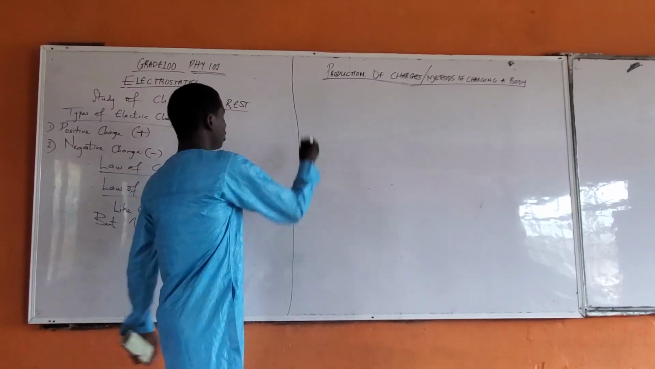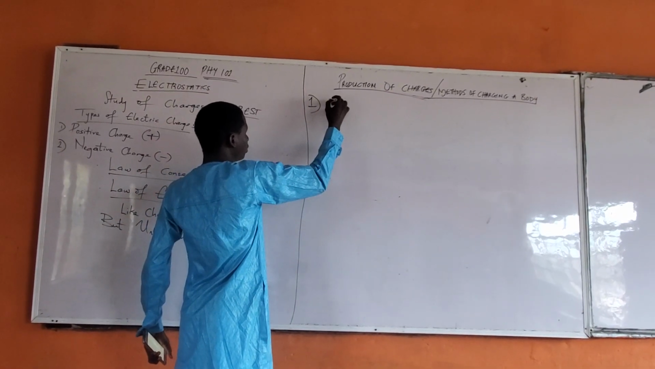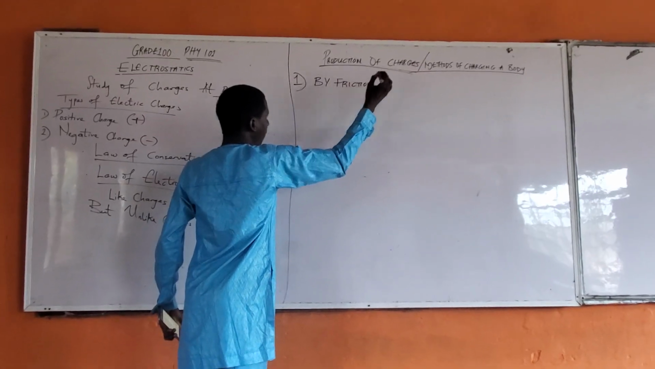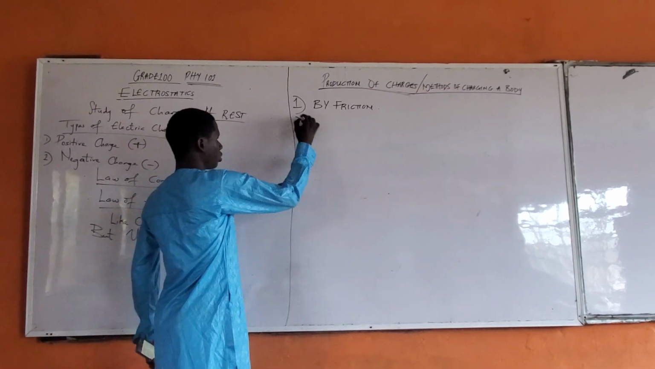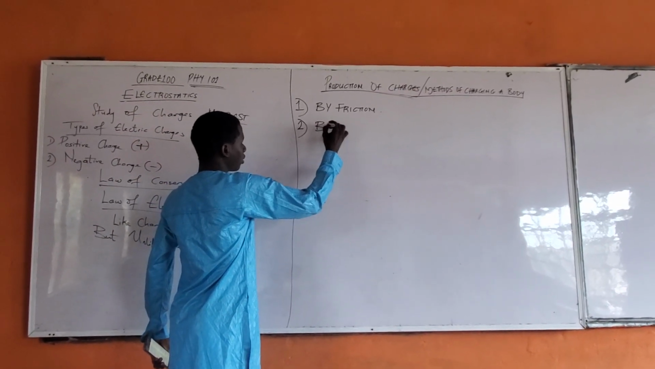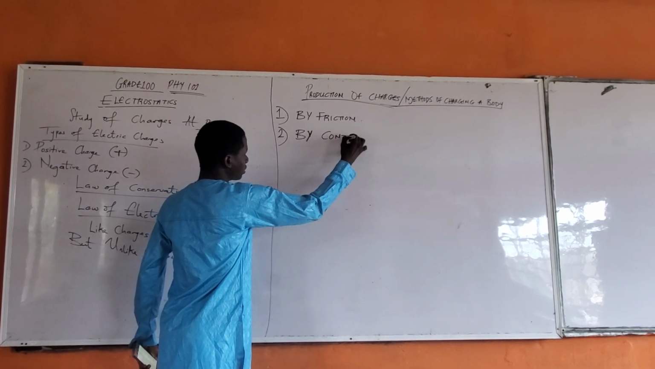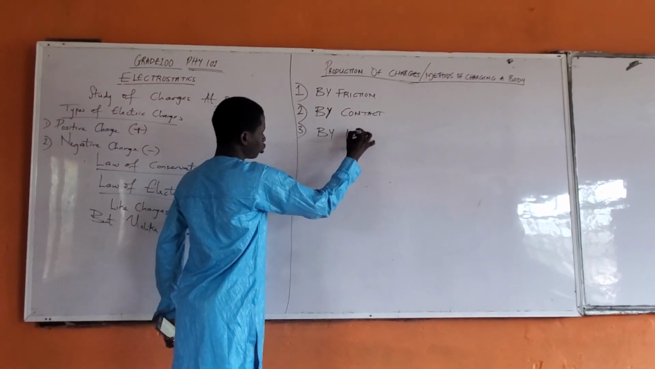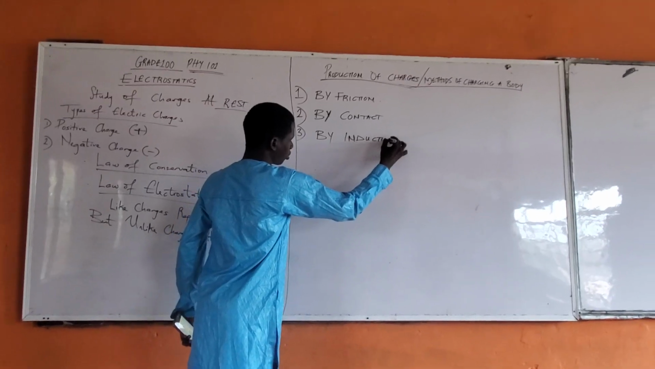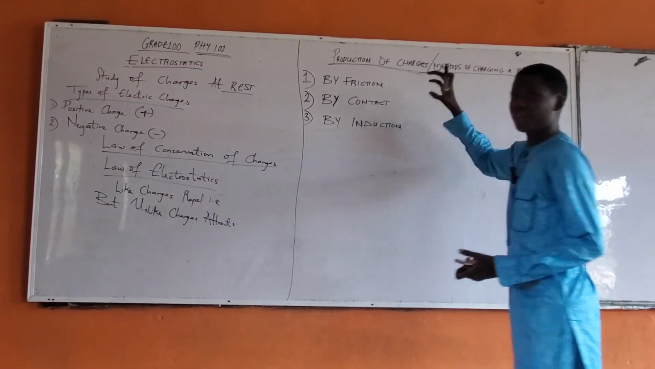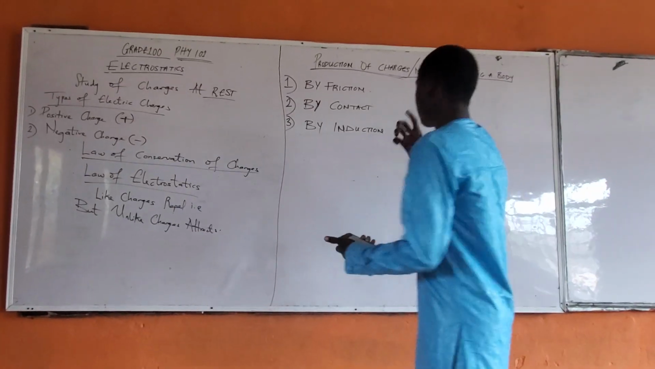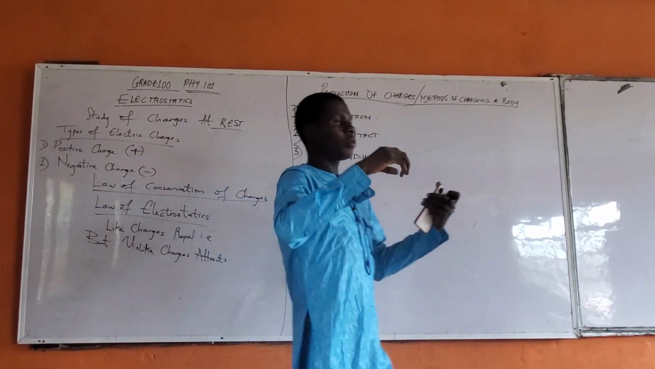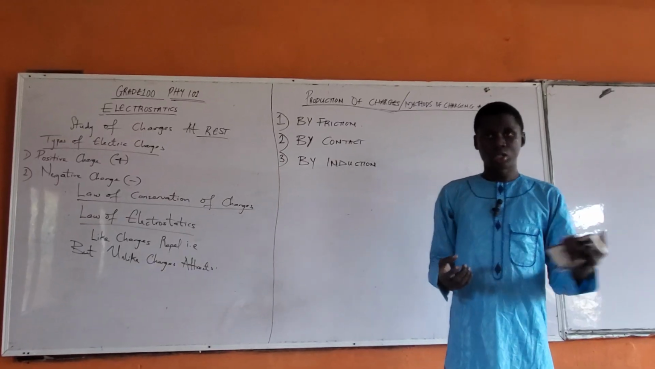Now we have three methods there. The first method is charging the body by friction. The second method is charging the body by contact, and the third method is by induction. So let's quickly look at the basic things you have to know in case of a multiple choice question or a Physics 102 exam. Now, by friction, basically, is just when we have a material that is charged, or let's just say we have two materials that are uncharged.